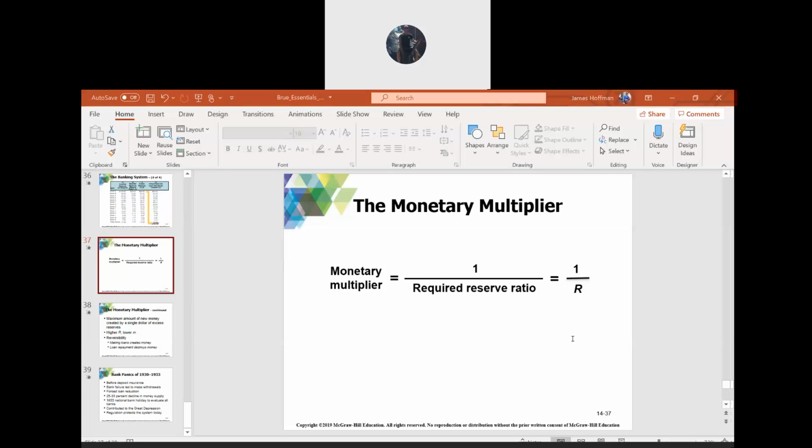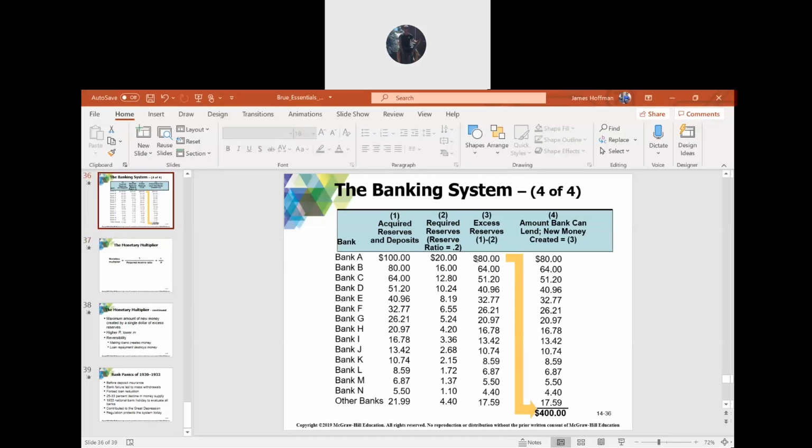So the monetary multiplier in the previous example was 5, and if you look at the new money that was created, it makes total sense that the excess reserves of the one bank times the monetary multiplier 5 give us the total creation potential of 400. So that's how this relates. 80 times 5 gave us that potential 400.